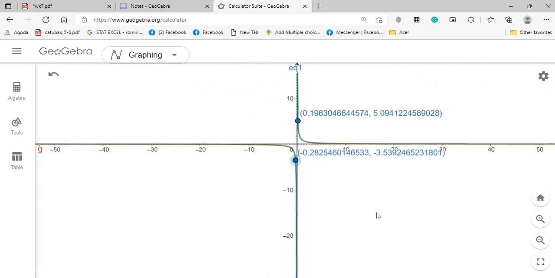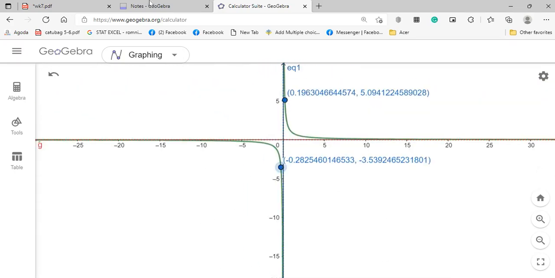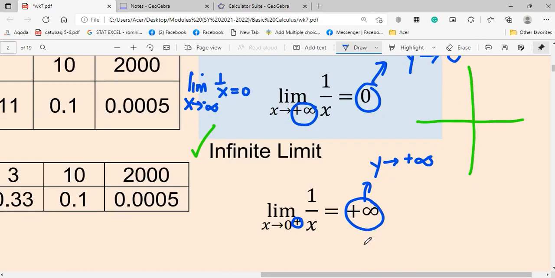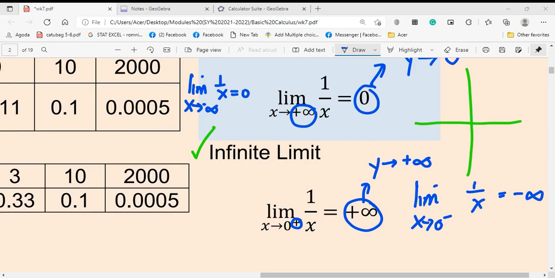That is an indication of an infinite limit. Okay? So it is infinite in that case. This also tells us that the limit of 1 over x, as x gets closer to 0 from the left, well, the y values just keep on decreasing.